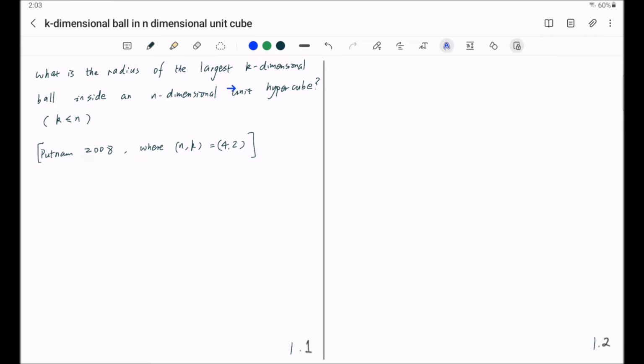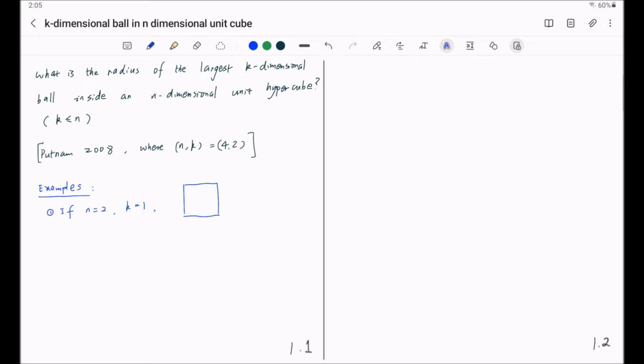The solution to this generalized problem involves lots of techniques in Euclidean geometry and linear algebra. So let's start solving this. First, let's look at some examples when n is relatively small. First, if n is equal to 2, k equal to 1, then we can easily draw a picture.